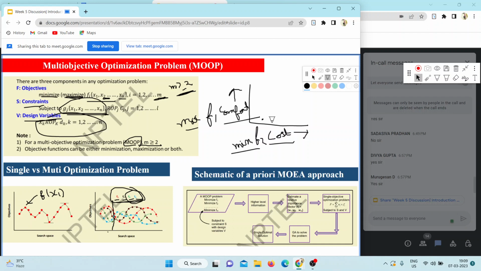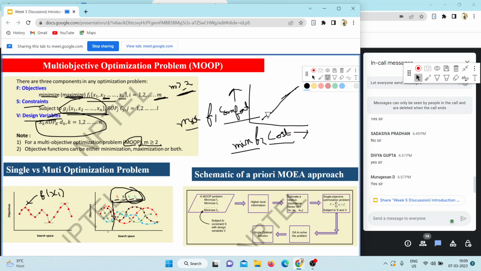Then if we increase the cost, our comfort will increase somewhere like this. If we further increase the cost like this, our graph would be like this. But at a point we are not satisfied, because we want our cost to be less and comfort to be more. Our optimization is going this way, but we want something like this curve. That is, when our cost is less, we want our comfort to be more.